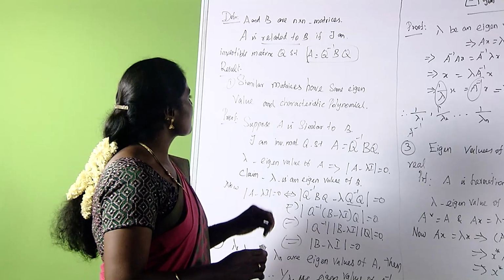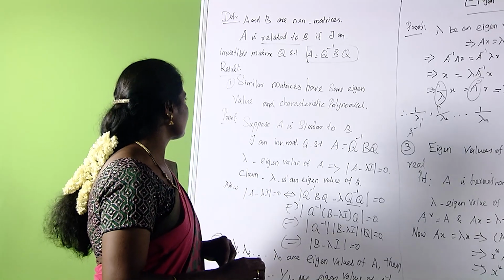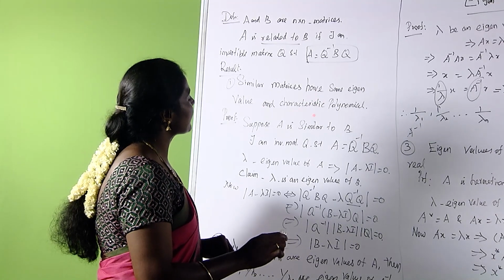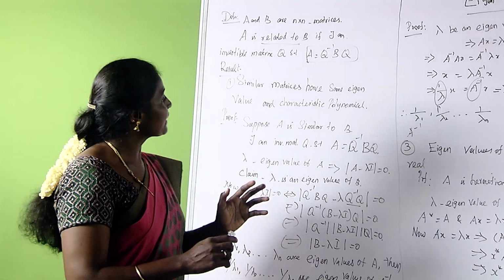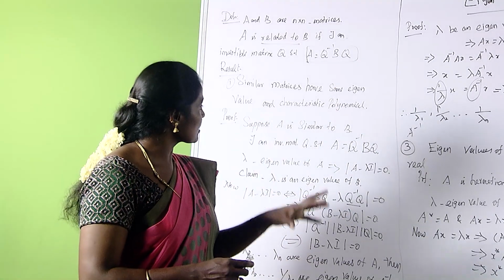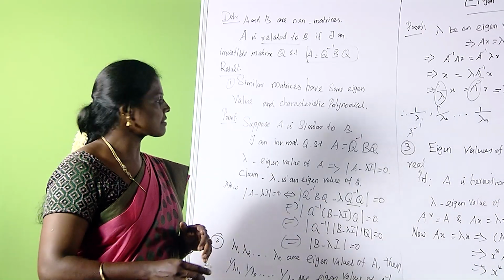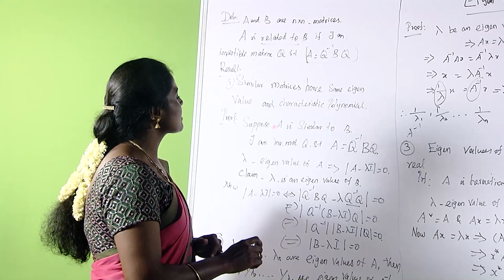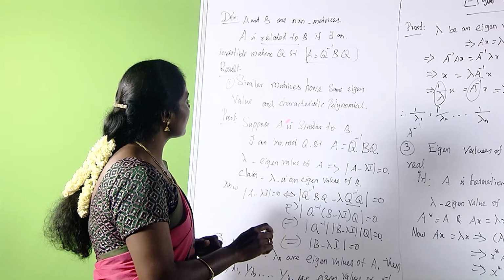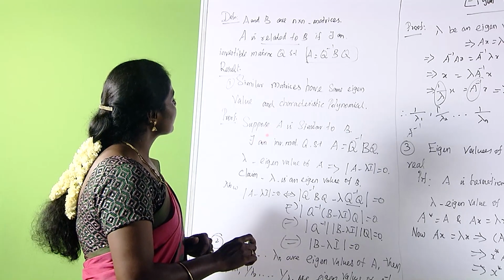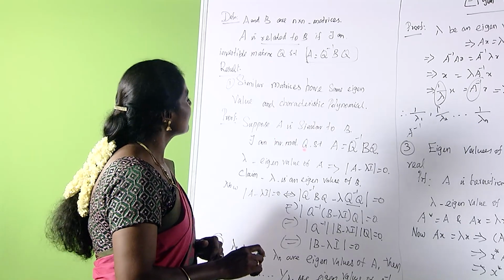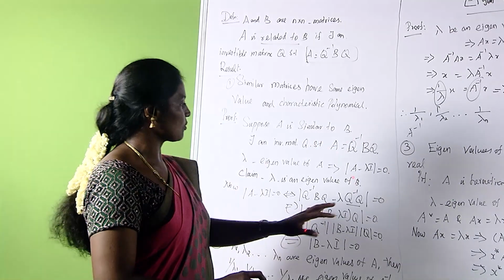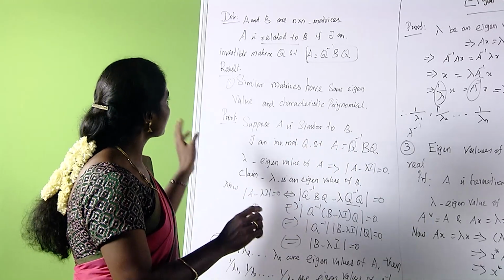Now, let us see some of the theorems related to these similar matrices. The first result is: similar matrices have the same eigenvalues and characteristic polynomial. So, if two matrices are similar, their eigenvalues are the same as well as their characteristic polynomials. Let us see the proof. Suppose A is similar to B. This is the matrix A and another matrix B, both are similar, that is related. Now, there exists an invertible matrix Q such that A equal to Q inverse B Q. This is the definition of A and B being similar.